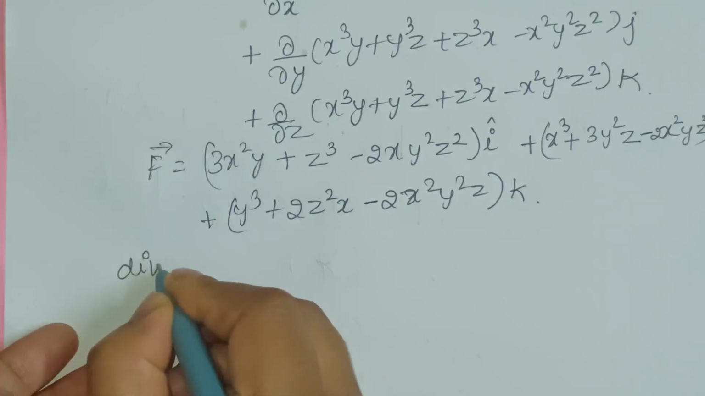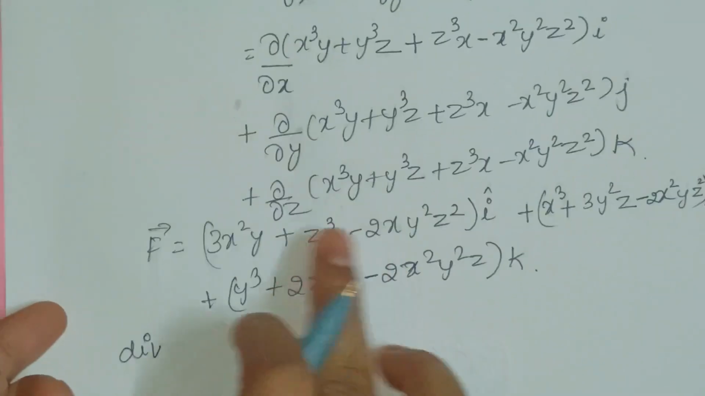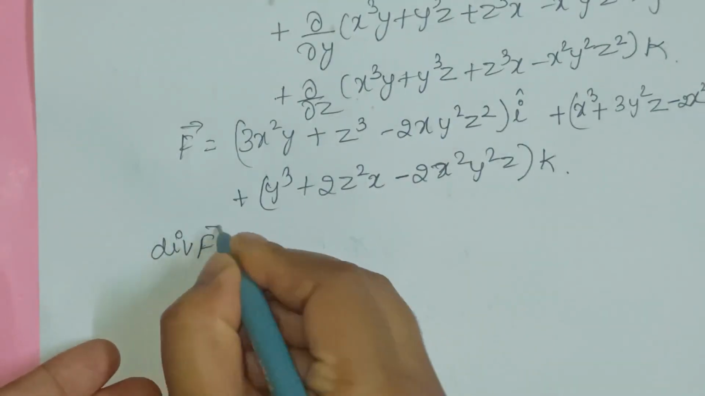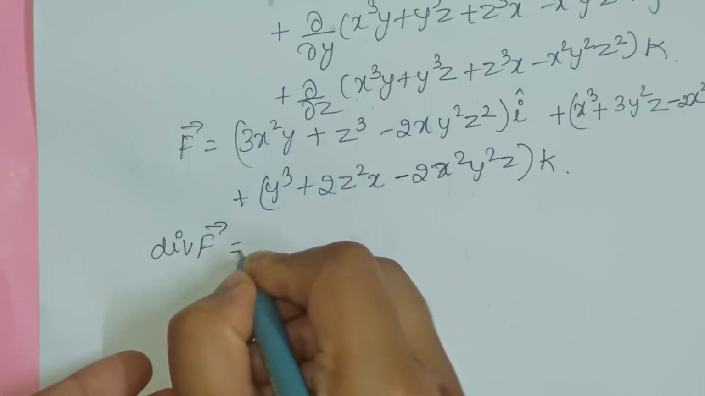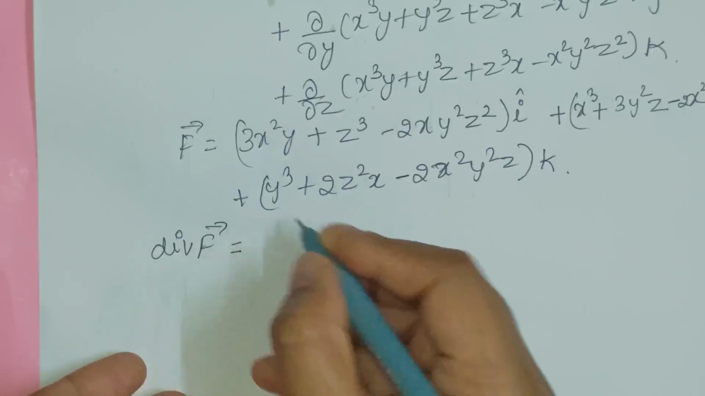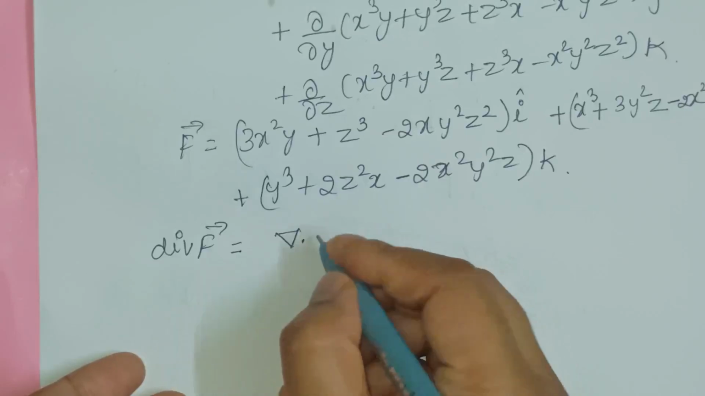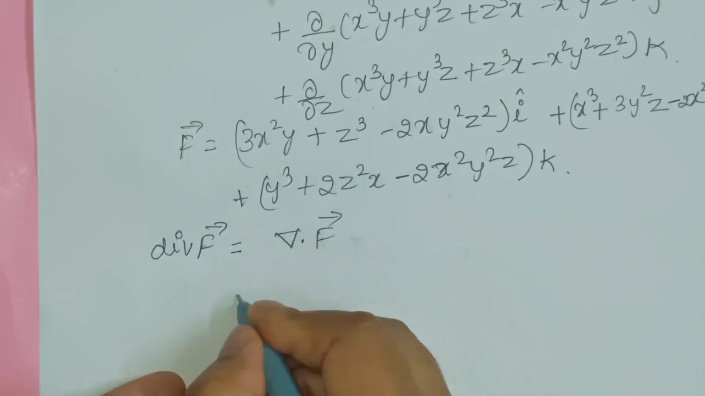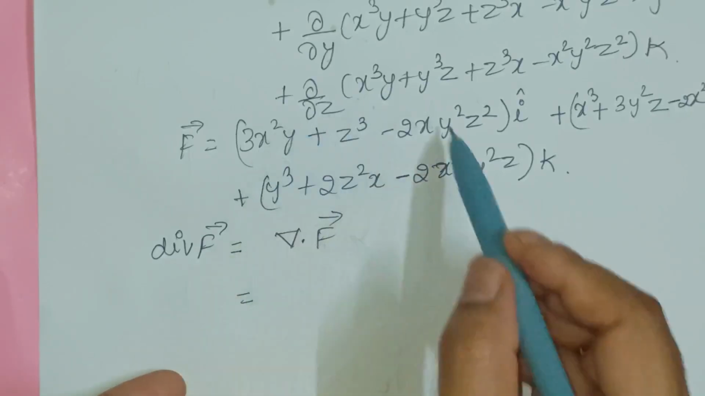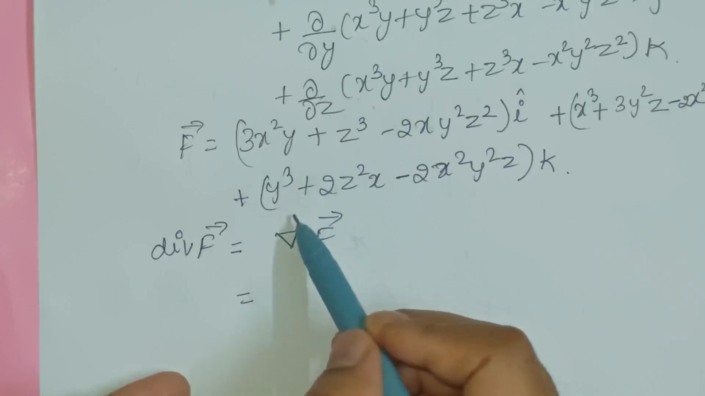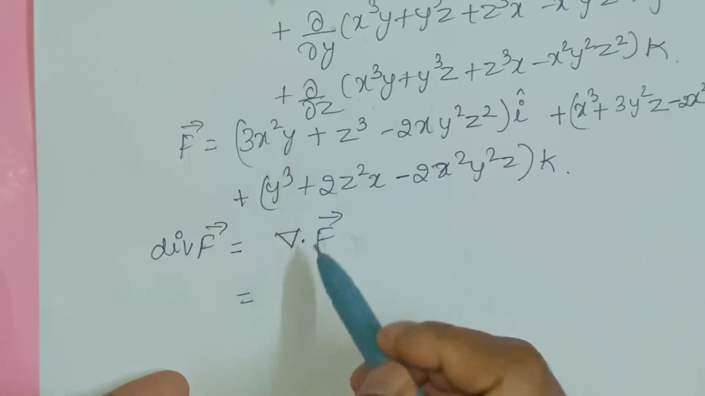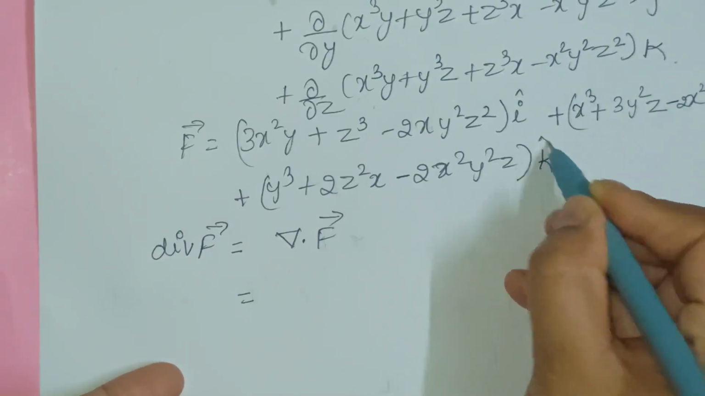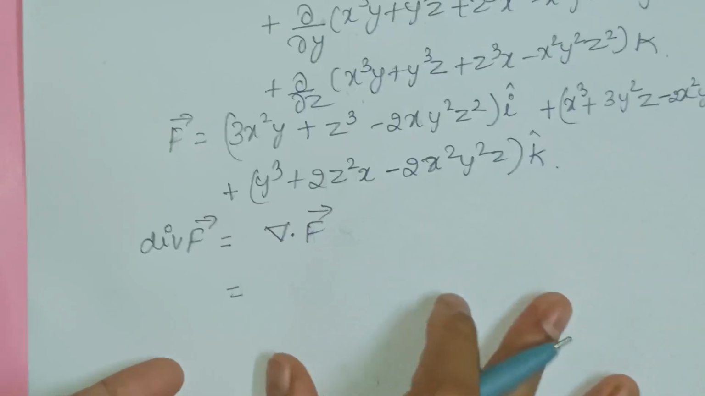Now divergence of f we have to find, right? Vector field f we have found already. Now divergence of the field vector f we are going to find. That is written as del dot vector field f. Again you have to partially differentiate with respect to x, y and z, and we have the unit vectors i, j and k. This will get multiplied and it will be 1, right?